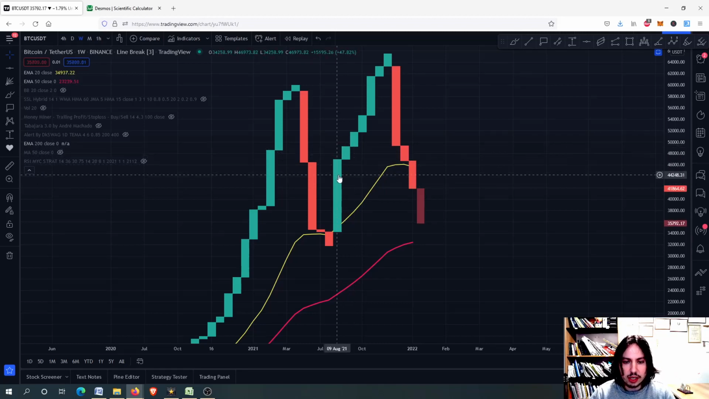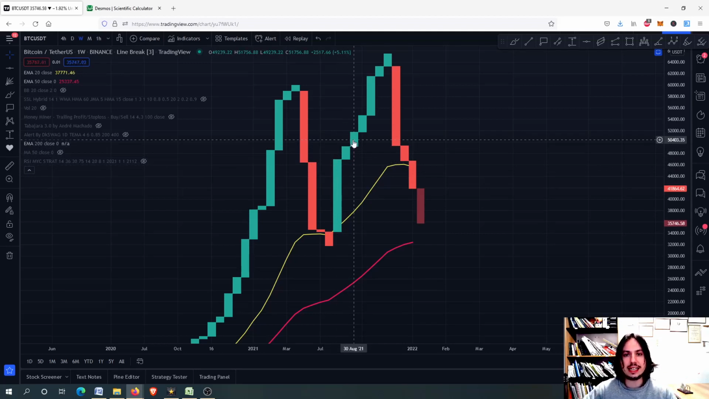Okay, so here we go from 9 August to 16 August. That's 7 days, okay? But here we go from 16 August to 30 August. On the weekly frame, each candlestick contains at minimum 7 days of price action. I hope that you can understand that.